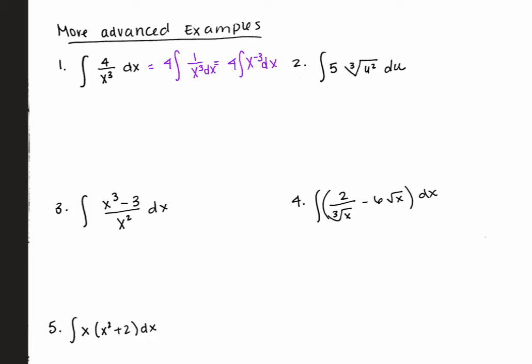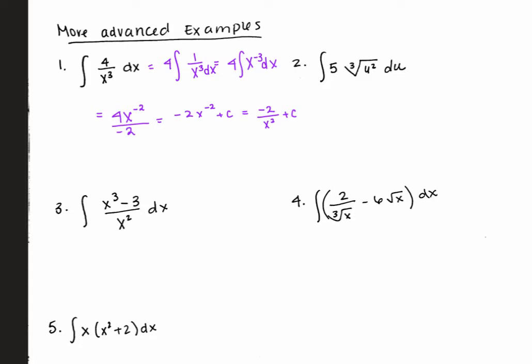And so now I can apply the power rule. So the power rule is you add 1 to the exponent, and then divide by the new exponent. So when I simplify that, I have negative 2 x to the negative 2 plus c, or I can move my negative exponent to the bottom, negative 2 over x squared plus c.